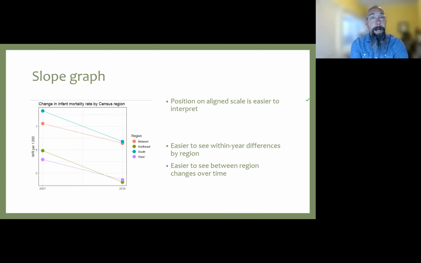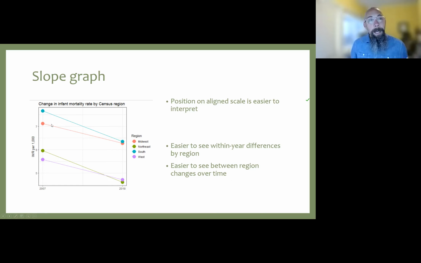So this kind of graph is actually characterized as the highest in Cleveland's hierarchy. It is positioned on an aligned scale. So what that means is the location of these points along this scale tells us value. And so without measuring length, we can easily see the distance between these points. And so we can say that the South and the Midwest in 2007 had about the same absolute difference as the Northeast and the West. And this is a little less. And we can also see that they're very close together in 2018.